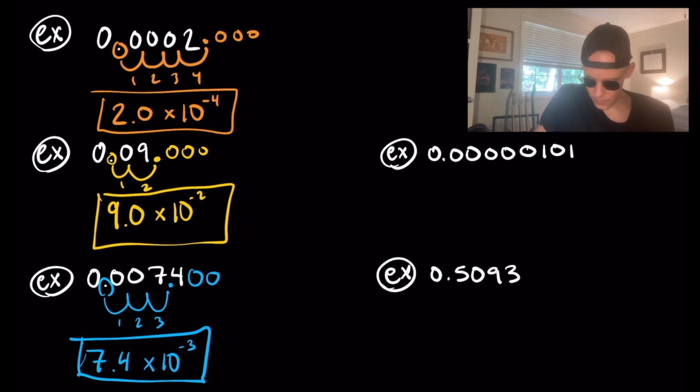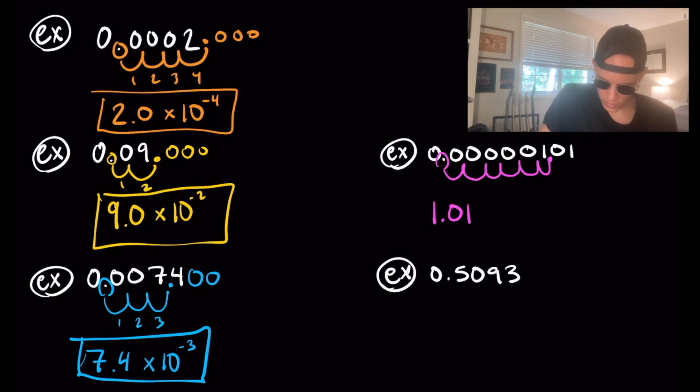Okay, over here, 0.00000101. So again, we're going to move the decimal to the right until we pass the first non-zero number. So we'll go 1, 2, 3, 4, 5, 6. We'll put it right there. So that was 6. So I got 1.01 times 10 to the negative 6th.